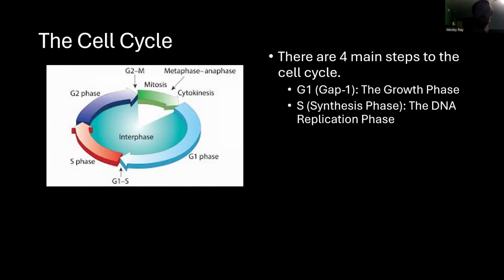The synthesis phase. This is the phase where we begin to copy all of our DNA. There's an important step that happens between the G1 phase and the synthesis phase. But in the synthesis phase, we are dedicated towards reproduction. We're going to go through the reproductive cycle for the cell, the mitotic cycle. And we're cloning all of our genes in order to make that happen.